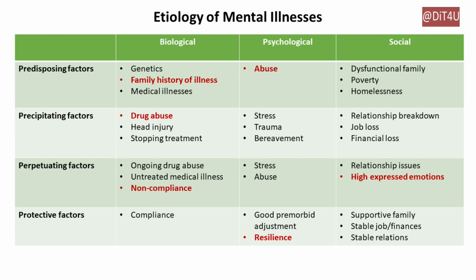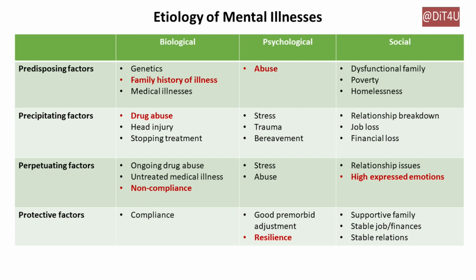Precipitating means triggers. Drug abuse is a trigger. Head injury can be a trigger for personality change if the frontal lobe is affected. Stopping the treatment, for example in mania, discontinued lithium. So that was a precipitating event, right? Stress, trauma, relationship breakdown, all those things.